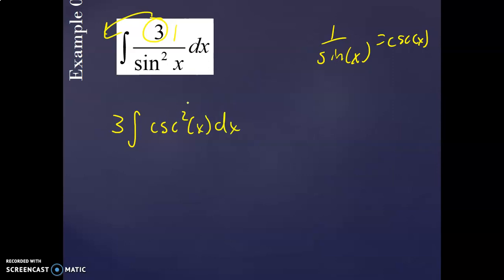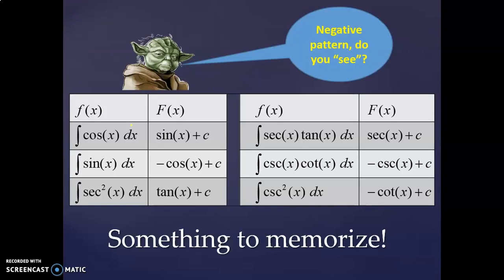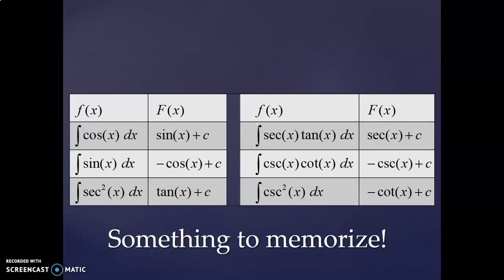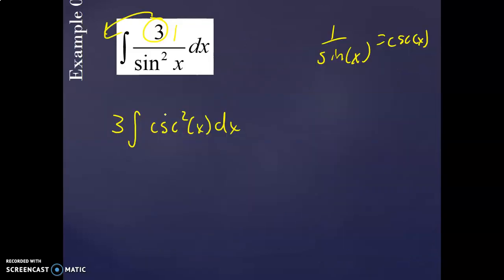Now I know that cosecant squared came from cotangent if I was doing the derivative. So when I do the integral, it's going to give me cotangent. But this is one of the ones that ends up with a negative. So when I look here, integral of cosecant squared has a negative, because when I look at the original rules, the derivative of cotangent was negative cosecant squared. So when I take the integral here, it's just going to be negative 3 cotangent of x.